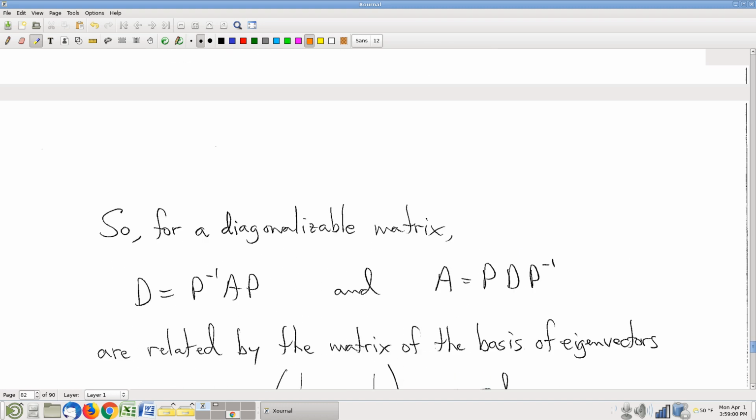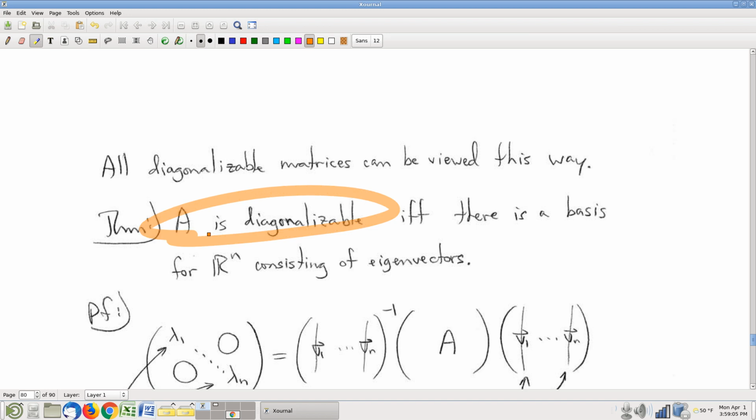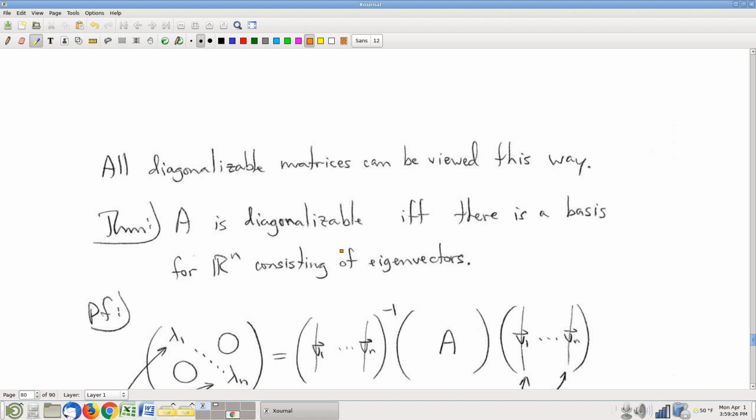Okay, so here's our theorem. You can diagonalize if you can find a basis of eigenvectors. So let's look at this question: can you find a basis of eigenvectors? How can I tell? Under what circumstances is there a basis of eigenvectors, and therefore under what circumstances can I diagonalize? So this goes to your question. Yeah, right.